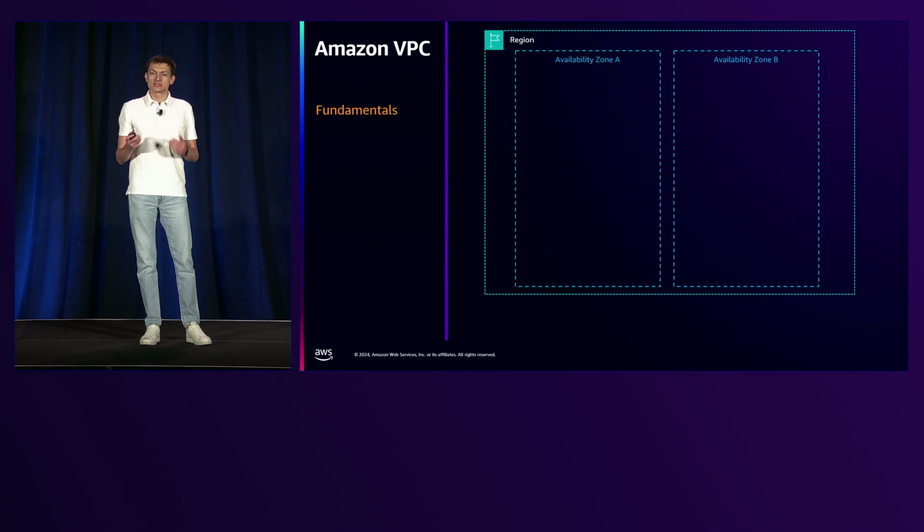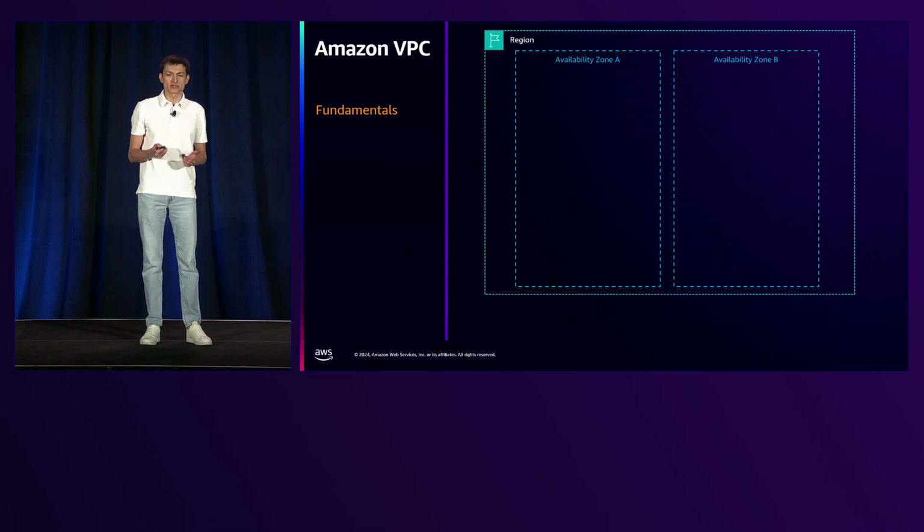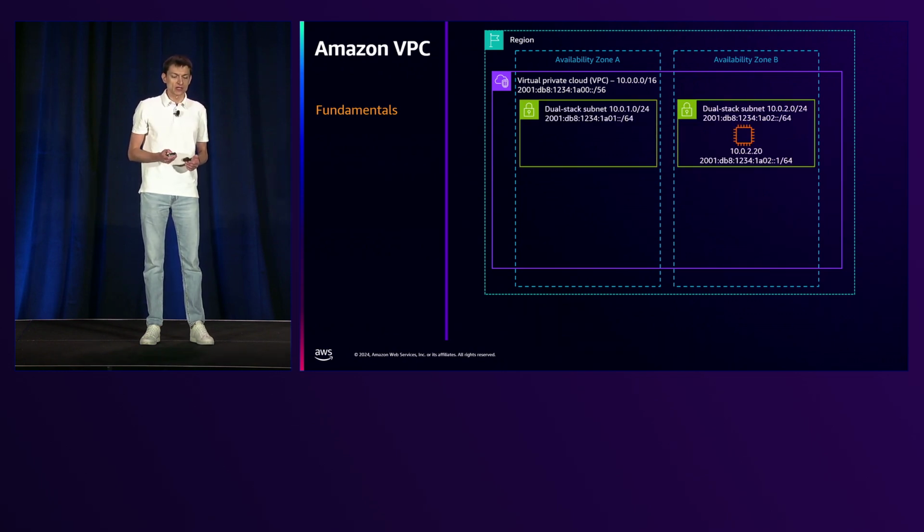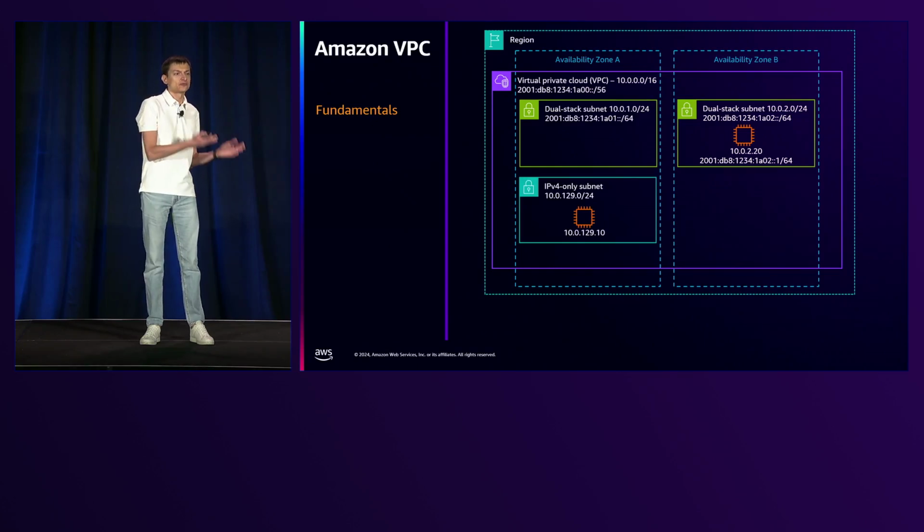Amazon Virtual Private Cloud, or VPC, is the main networking construct on AWS. It's an isolated network segment. It is a regional construct, and we can assign one or more IPv4 or IPv6 CIDR blocks. Inside of VPC, we have subnets. A subnet is an AZ-level construct, and we can have dual-stack subnets, we can have IPv4-only subnets, we can have IPv6-only subnets.